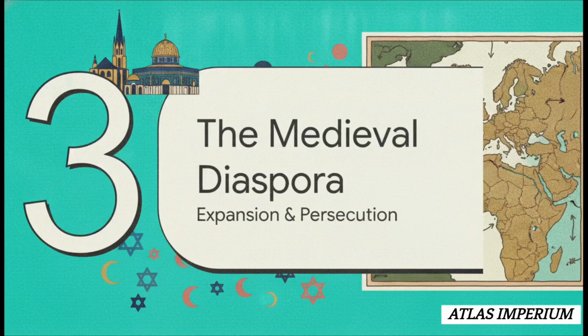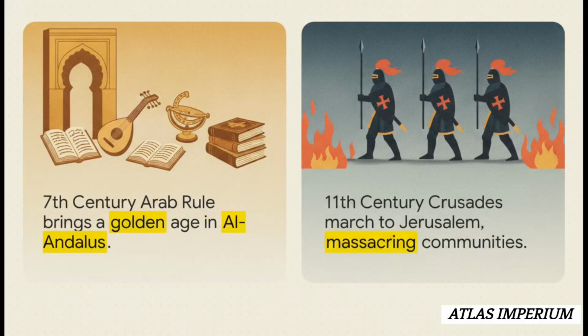Which brings us to Part 3, the medieval diaspora, expansion and persecution. So, the Roman Empire eventually declines, Christianity becomes the dominant religion, and new powers emerge. And the treatment of Jewish communities during this time is a wild pendulum swing depending on where you look and who is in charge. Following the 7th century Arab conquests, Jewish populations are largely tolerated.